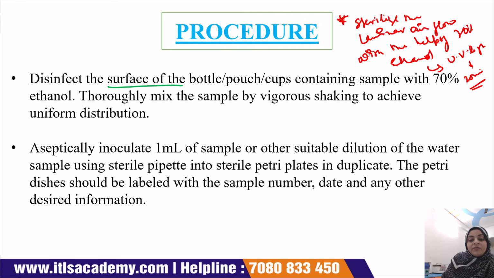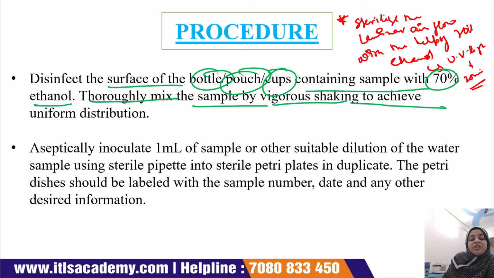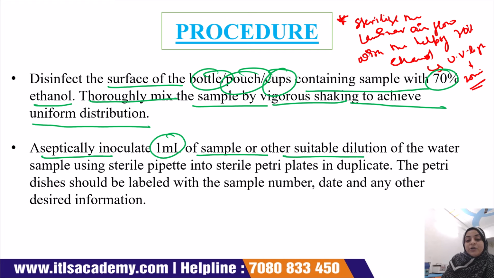Disinfect the surface of the bottle, pouch, or cup containing the sample with 70% ethanol. Thoroughly mix the sample by vigorous shaking to achieve a uniform distribution. Aseptically inoculate 1 ml of sample or other suitable dilution of the water sample, using a sterile pipette, into a sterile Petri plate in duplicate.